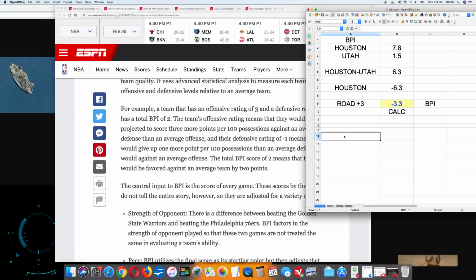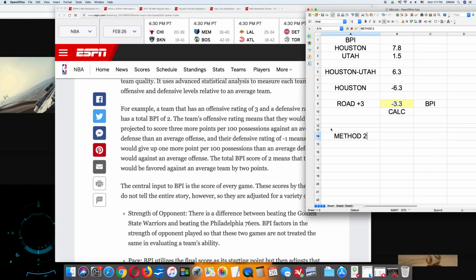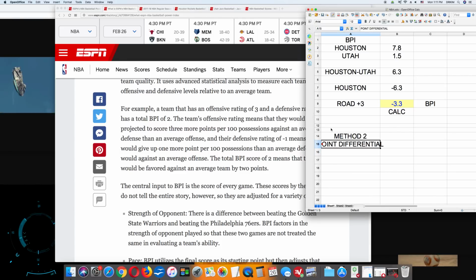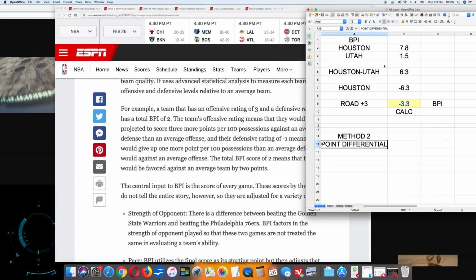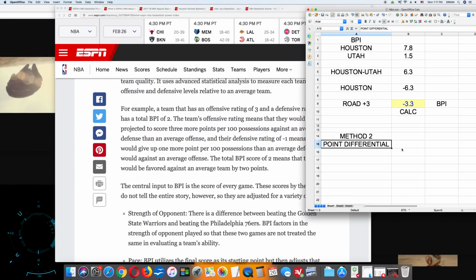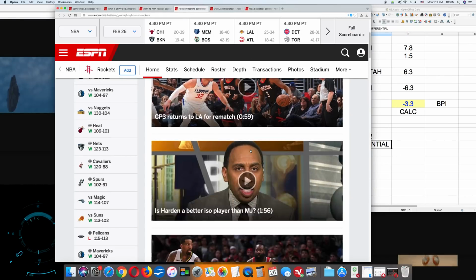What we're going to do now is we're going to use point differential. This is going to be method 2. Method 2, and that's using point differential. Point differential is a lot more accessible. You can find it anywhere. Okay, so here we go. Let's do this. So we got the Houston Rockets.